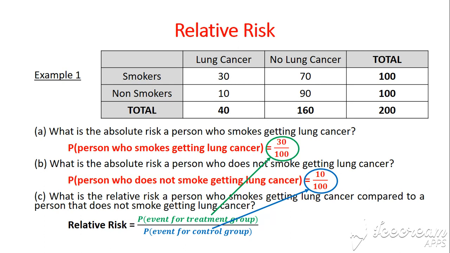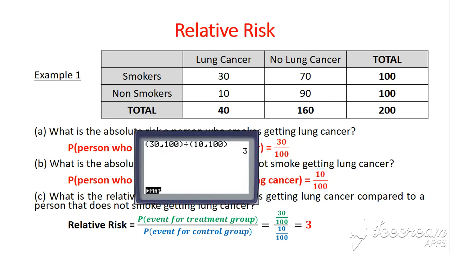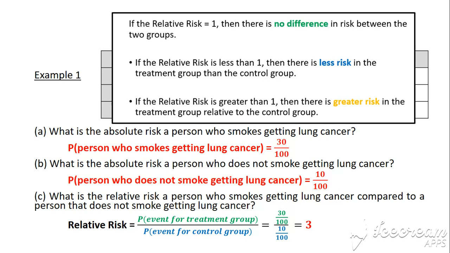So we're going to work out the probability of the treatment group and divide it by the probability of the control group. So we're going to go 30 out of 100, divided by 10 out of 100, and we're going to get a relative risk of 3. Now, what does that mean? Remember this information. If the relative risk is greater than 1, there is a greater risk in the treatment group relative to the control group.